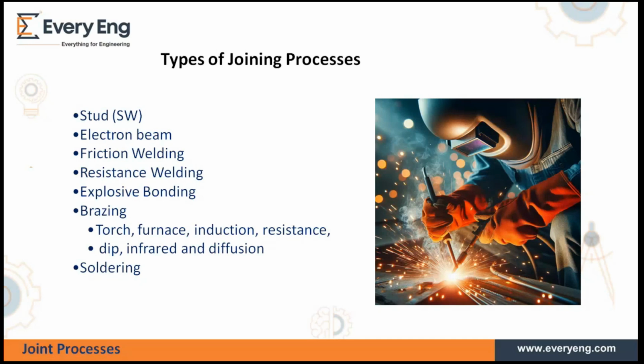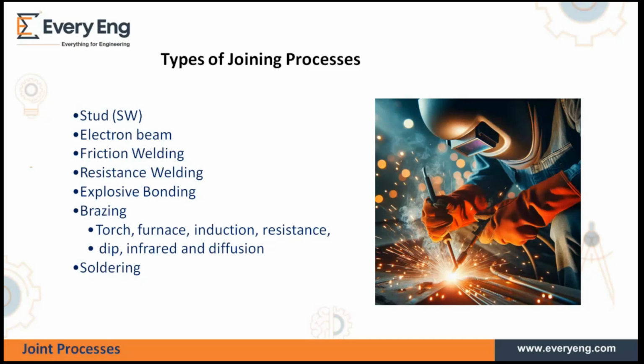Then there is explosive bonding. Explosive bonding is used to join two metals, like if you have experience with clad metal, meaning two types of metals joined together. Generally in pressure vessel manufacturing, we use clad plates, which are welded by this explosive bonding.